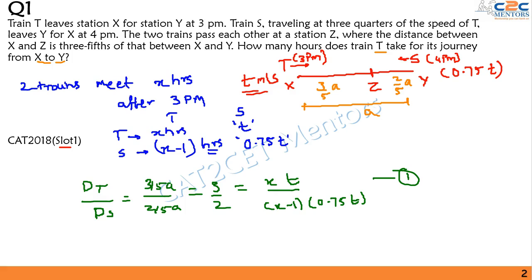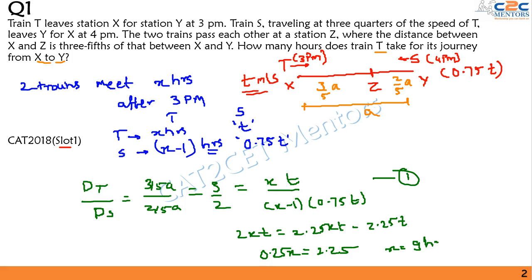Now if I try to solve this equation, I'm left with 2xt is equal to 2.25xt minus 2.25t, or t gets cancelled out over here, and we are left with 0.25x is equal to 2.25, or x is equal to 9 hours.